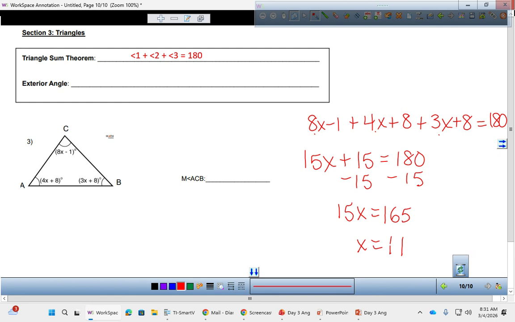The question is asking me to find A, C, B. Really, it's asking me to find the measure of angle C. C is the middle letter there, right? So I want to find this one. So I'm going to do 8 times 11 minus 1. 88 minus 1. This answer is 87 degrees. The three angles inside of a triangle equal 180 degrees.